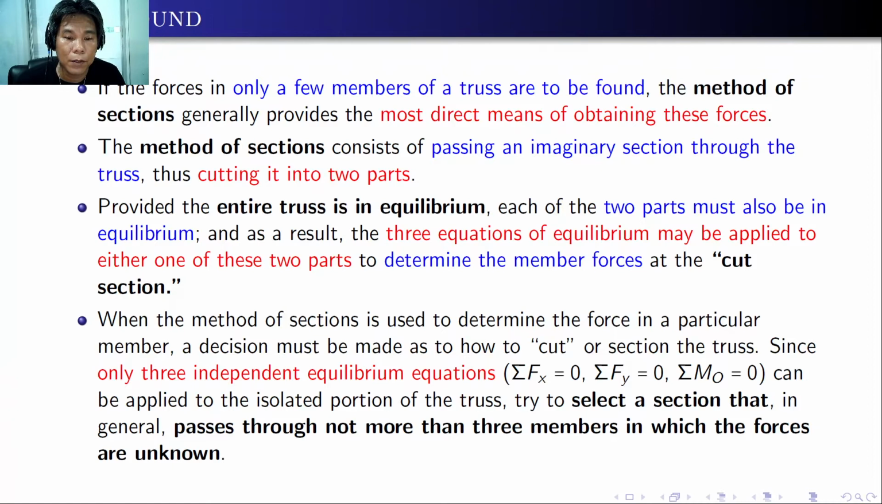When the method of sections is used to determine the force in a particular member, a decision must be made as to how to cut or section the truss, since only three independent equilibrium equations can be applied to the isolated portion of the truss. Try to select a section that, in general, passes through not more than three members in which the forces are unknown, because we only have three equations of equilibrium.